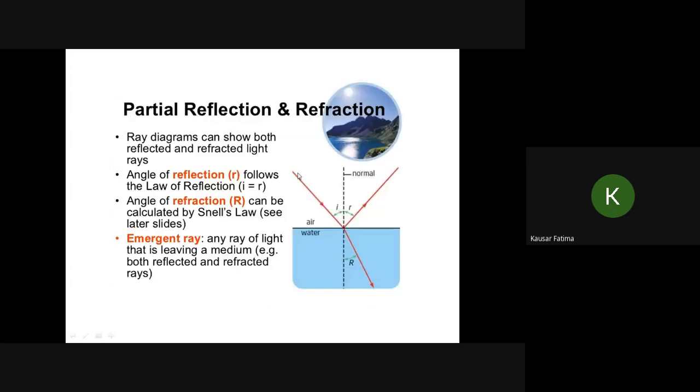So this is the ray diagram showing both reflection and refraction. When the ray strikes the air-water boundary, part of the ray of light is reflected from the surface, obeying the laws of reflection, angle of incidence is equal to angle of reflection, and the remaining part enters. So this is the angle of refraction here.